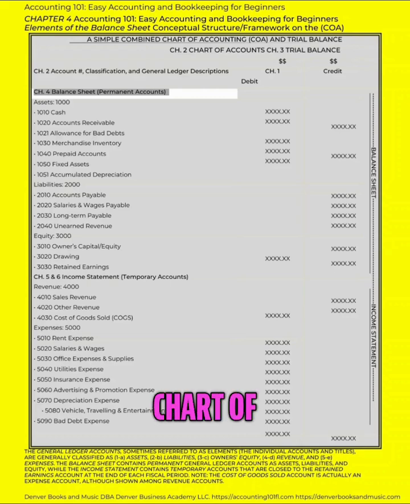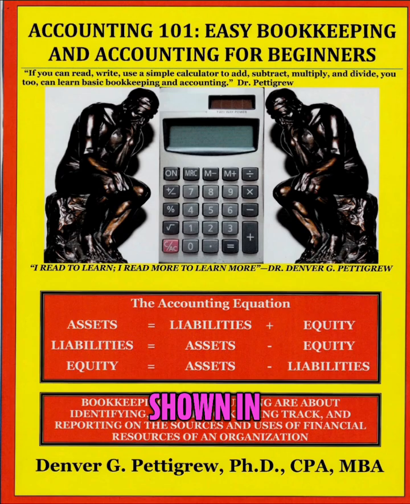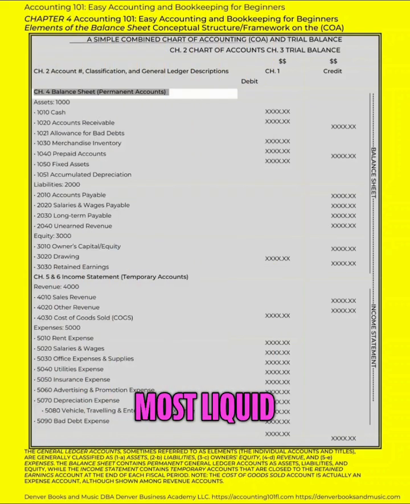A firm's chart of accounts is usually created to accommodate two or more subcategories for each main account title shown on the balance sheet. Categories in the balance sheet are shown in the order of most liquid, that is, the ease of conversion to cash, to the least liquid.